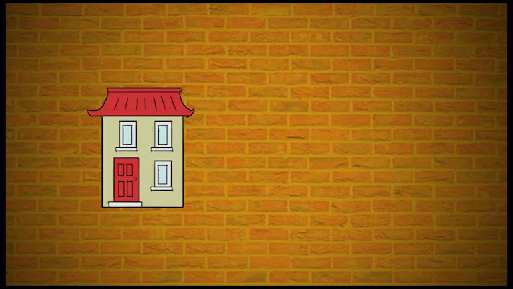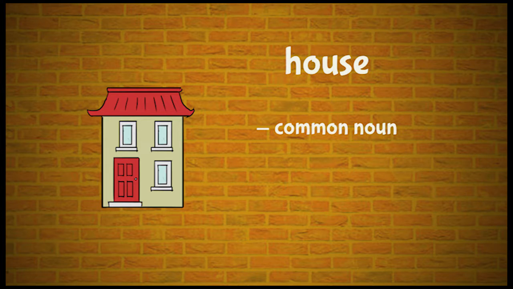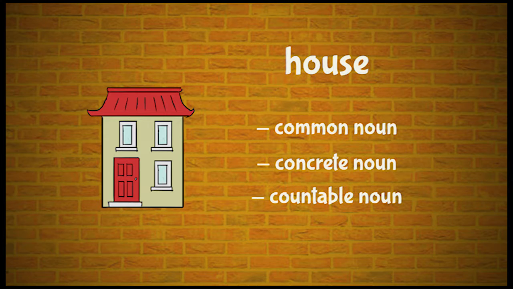The other thing you should know about nouns is that a single noun can be classified as more than one type of noun. For example, a house. A house can be a common noun. You can see houses and touch them, so it is a concrete noun. And you can also count houses, so it is also a countable noun.